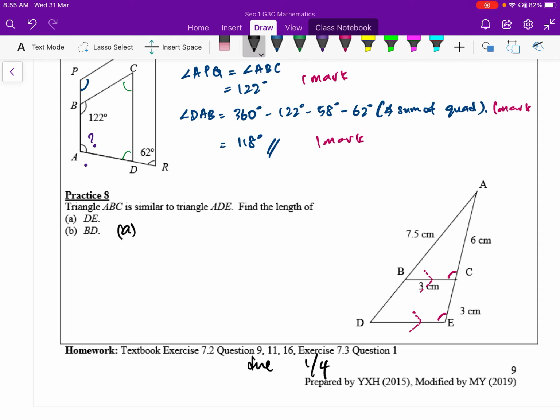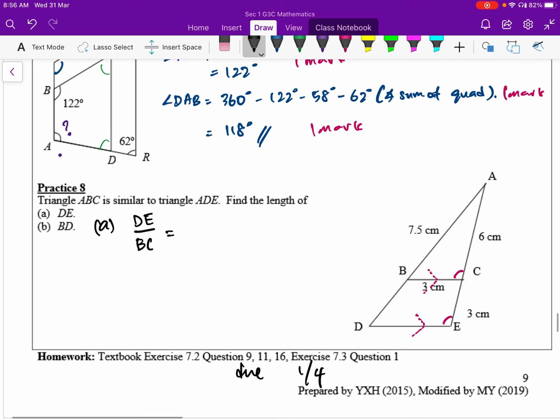Part A, the presentation can be like this: DE over BC. So the big length over the smaller length. I need to find another pair of corresponding sides with the lengths given. Now, AD is not a good choice. I don't know the length of AD. I don't know the length of BD. Let's take a look at AE instead. I don't know AE yet, but I know that AE is made of AC plus CE, which is 6 plus 3. So to be very clear in your presentation, this is what you can write.